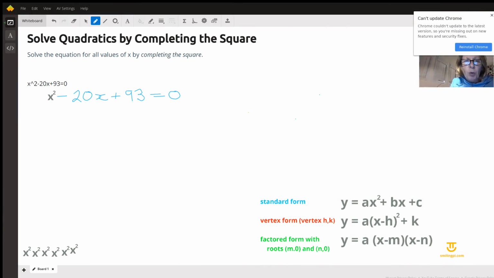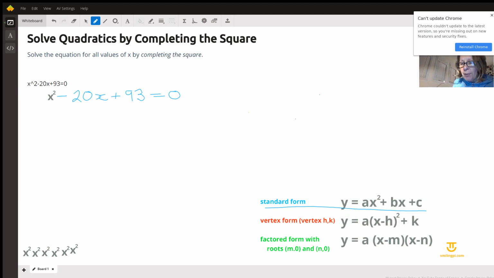So we have a quadratics question here. Solve it by completing the square. The question is x squared minus 20x plus 93 equals 0, and we have to solve that by completing the square. You can see that's very similar to the standard form, the difference being the y is 0.